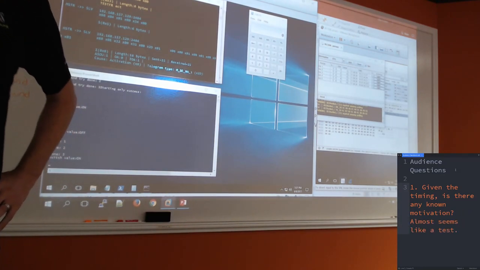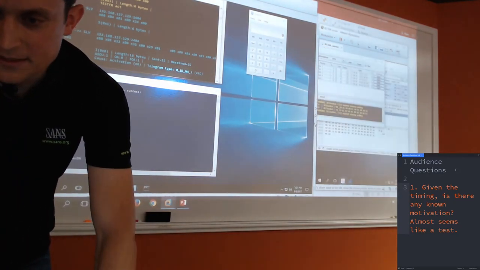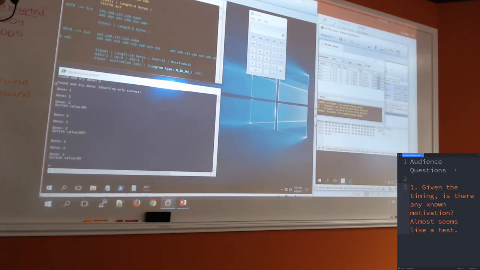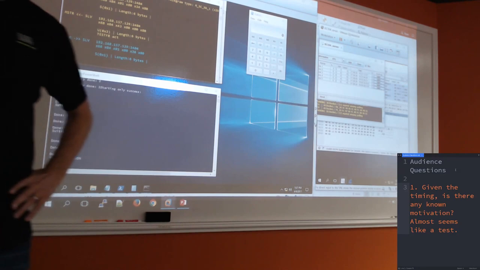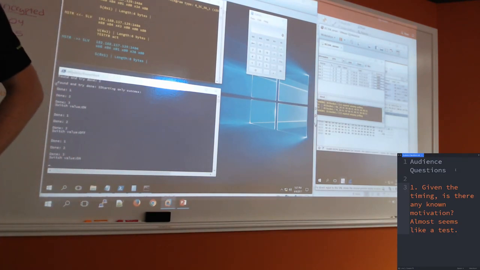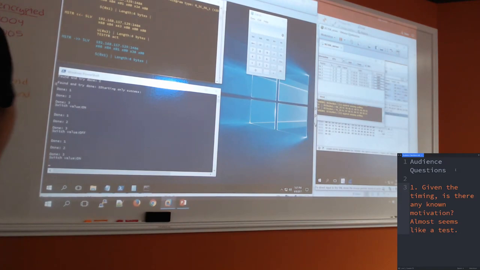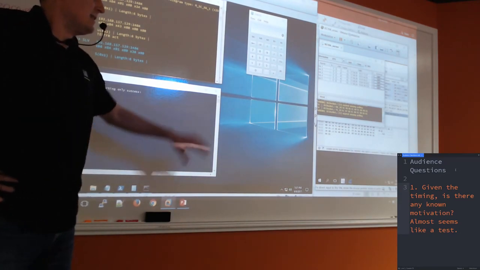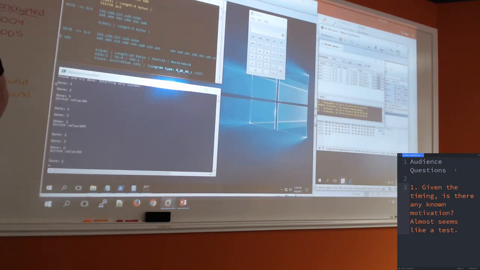And so the question or the comment was, with things like the strings being left in, and the sophistication when you're printing this much stuff out, it seems like a test. And some of our analysis definitely agrees with that. With how modular this is, we think this is probably only some of what they can do.